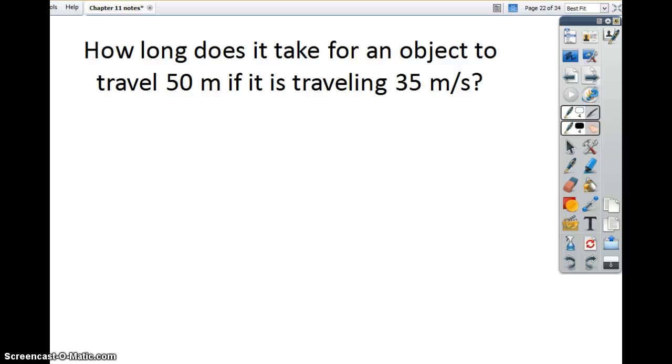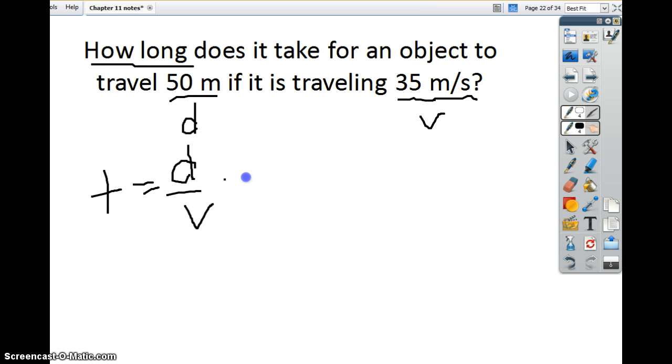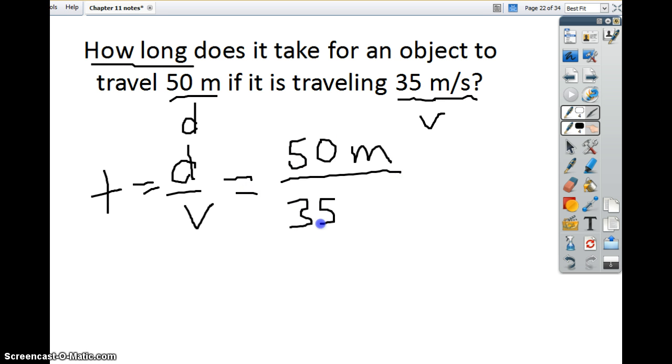So how long does it take for an object to travel 50 meters if it's traveling 35 meters per second? Here is our distance and here is our velocity. How long is asking for time. So our time equation is d over v. So we want to put our 50 meters on top and divide by 35 meters per second. When you take 50 divided by 35, you get 1.4 seconds. The meters cancel out and we're left in seconds.